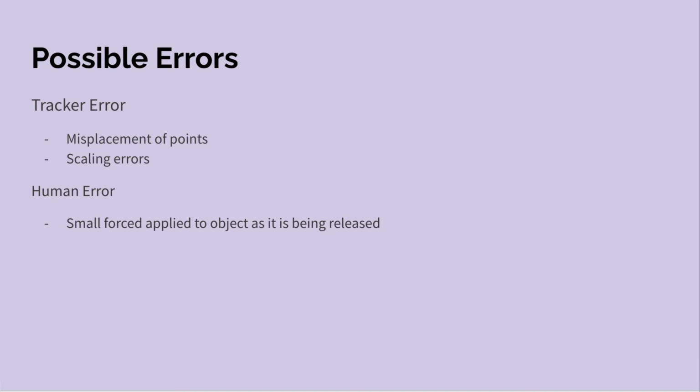So for some possible errors. One possible error may have been an error in the tracker. When I was tracking the crumpled paper, I may have misplaced the tracking inputs on the object. Additionally, there may have been scaling errors. The program may have thought that I dropped the object higher or lower than what I actually did. Another possible error is human error. It is possible that a small force may have been applied to the object as I released it from rest.